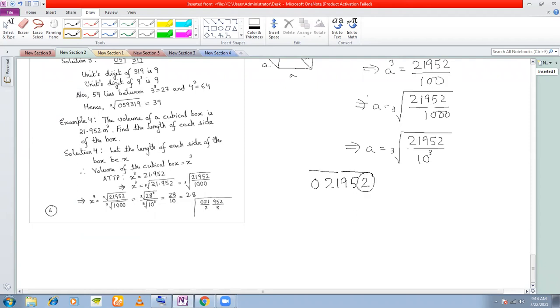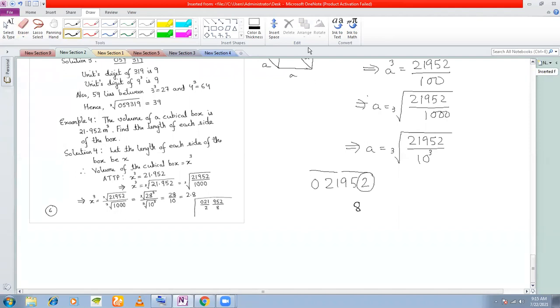2. Which number, if you cube, you'll get 2 as the last digit? Tell me which number? 8. Yes, 8. Because 8 cube is 8 into 8 into 8. 8 into 8 is 64. And 4 into 8 will give you 32. So the last digit is 2. Whatever you get here, the last digit will definitely be 2. So 8 cube is 512. So therefore, you write here 8.